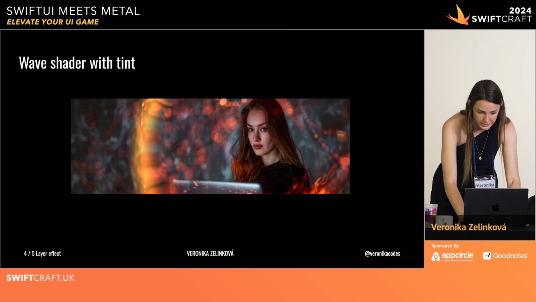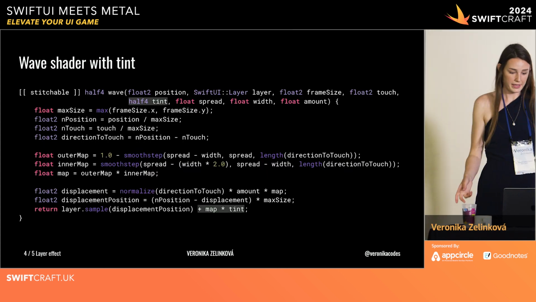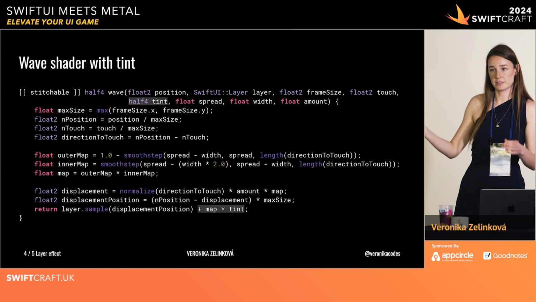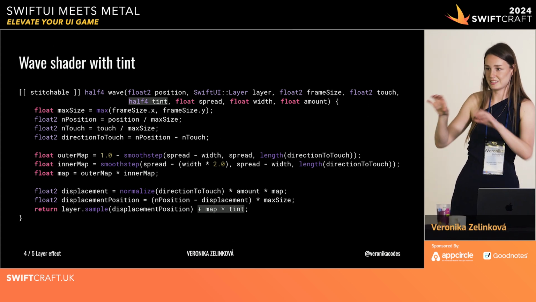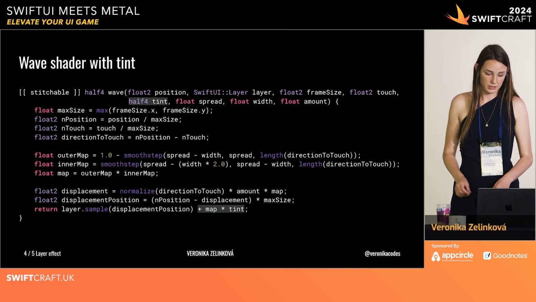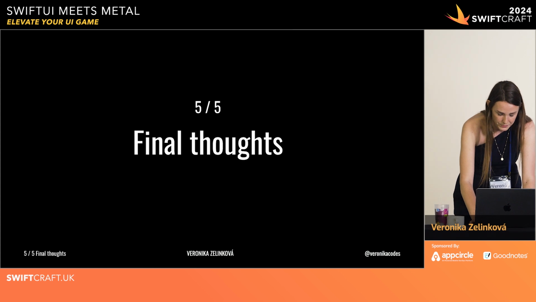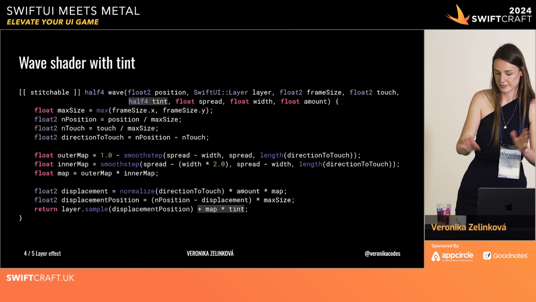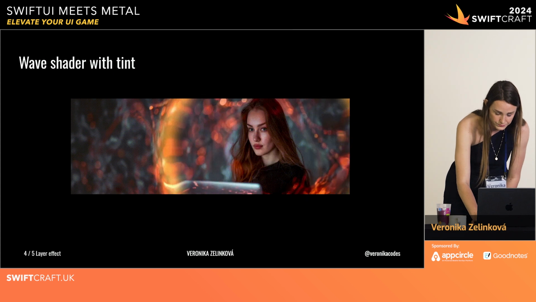And to add the tint, we just need one more custom parameter, the tint. And what we can do is just again multiply the map, which was the donut shape, by the tint, and we will just add it to the final color. So it will create the final donut animation, this one.